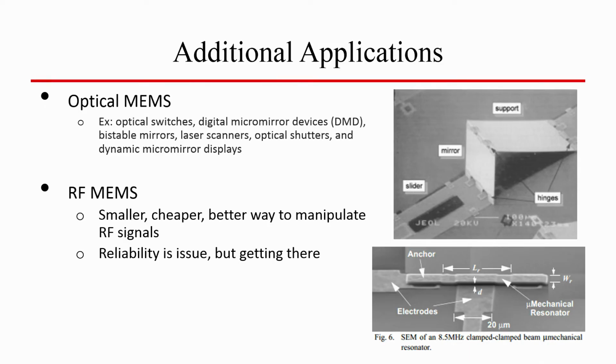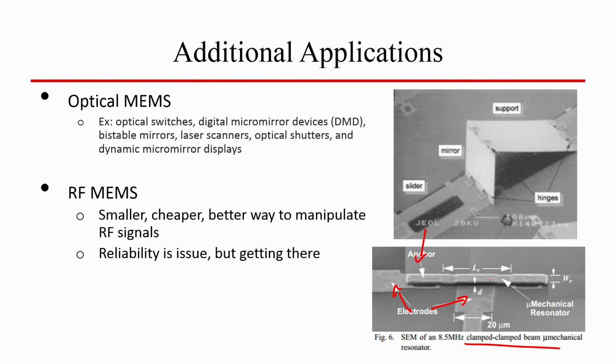It can be smaller, cheaper, better, and then there is a reliability issue, but getting there, since there is a lot of failure while fabricating the device. But if you see the slide, what you observe is that if you talk about a clamped beam micromechanical resonator, this beam is clamped from 2 different regions, and this is the anchor, right.